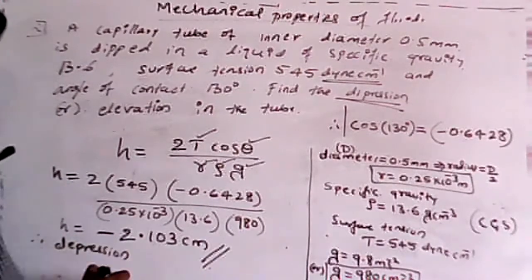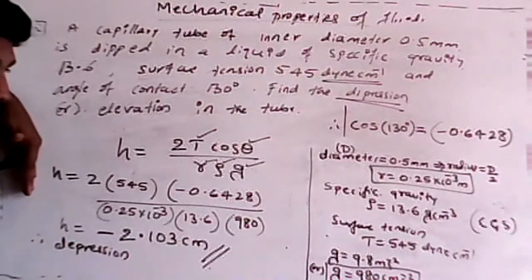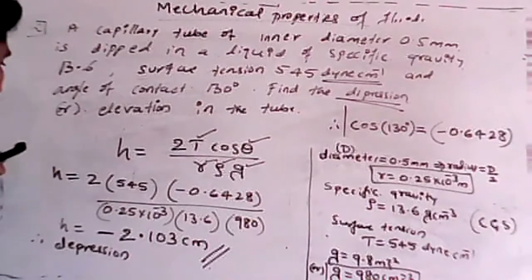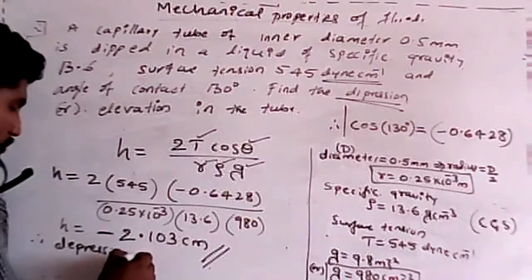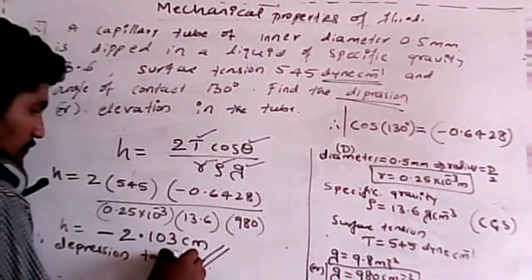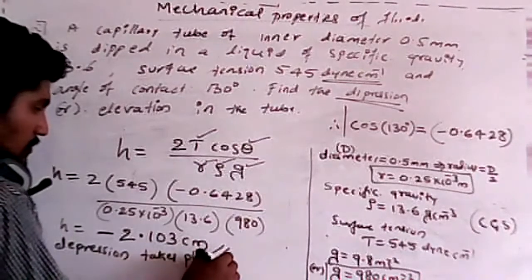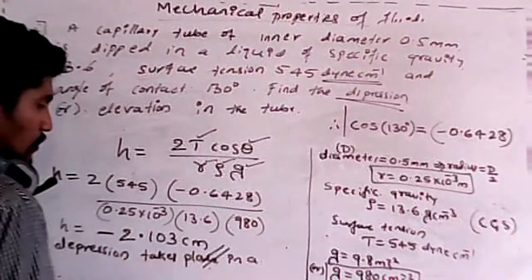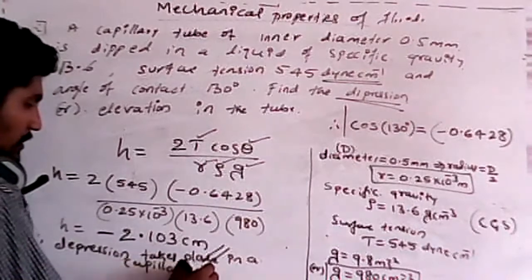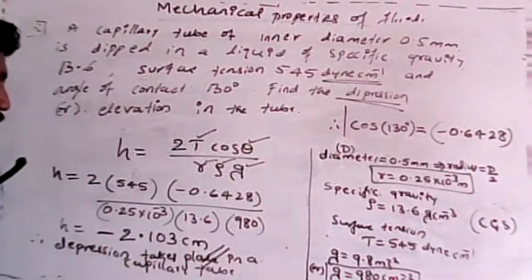Depression. Why? Because it is not rising, it is falling down. Downward direction. H will be negative. So that's why depression takes place in a capillary tube. In a capillary tube. I hope you understood, students.